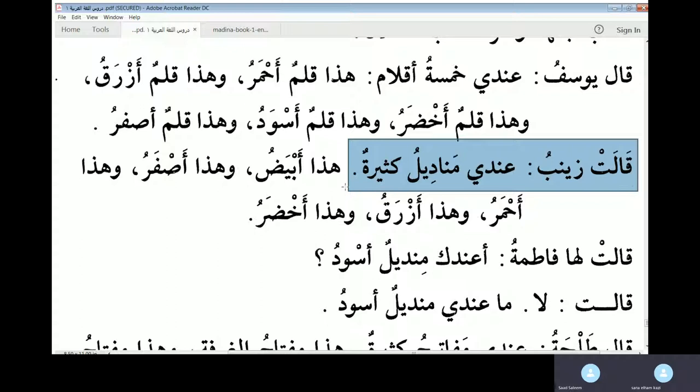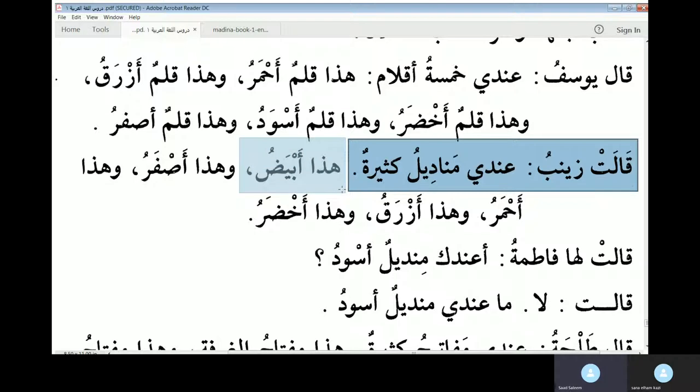I have manadilu kasirat. I have many handkerchiefs. Why is manadil mamnu min as-sarf? Manadil, because of its pattern of the broken plural mafailu.